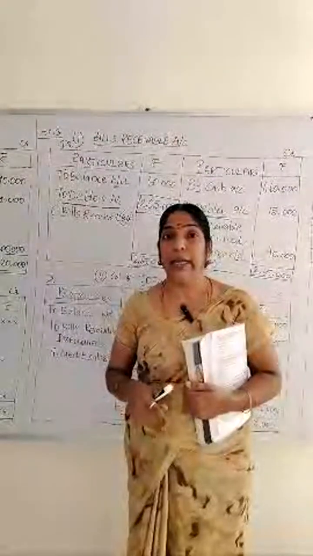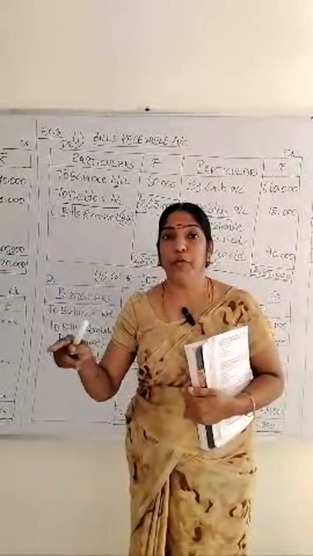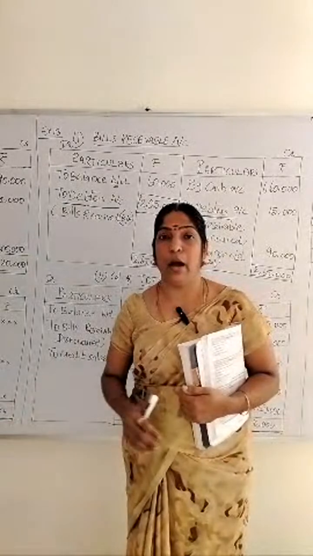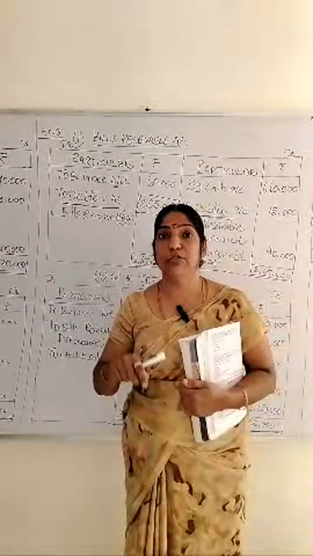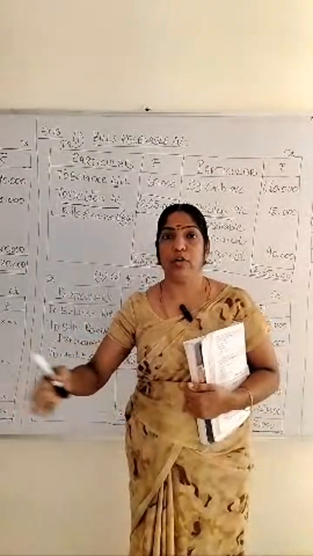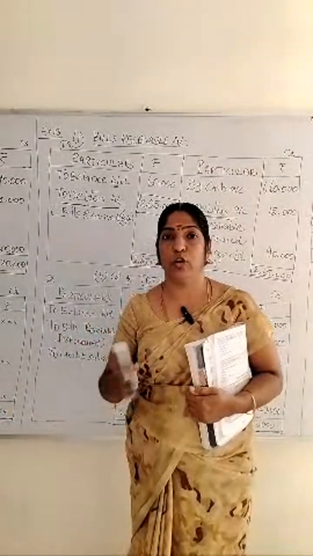On that day, your debtor is not able to pay the amount. He failed to pay the amount, which means bills receivable dishonored. And later he will pay 50,000 rupees, 10,000 rupees, 5,000 rupees.